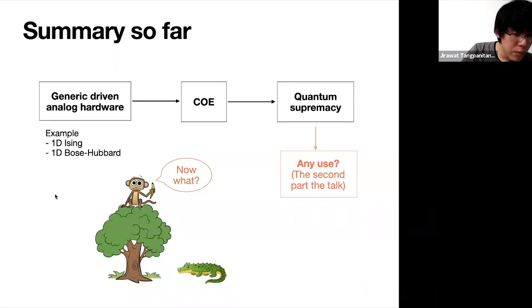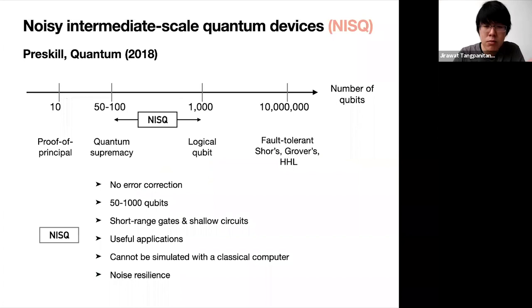Yeah. So I won't take too long for the second part, and it will be less mathematics. The question of how quantum supremacy can be useful brings us to noisy intermediate-scale quantum devices, or NISQ devices, which are basically devices that don't have error correction, with 50 or 1,000 qubits or so, short range, and should be robust to noise.